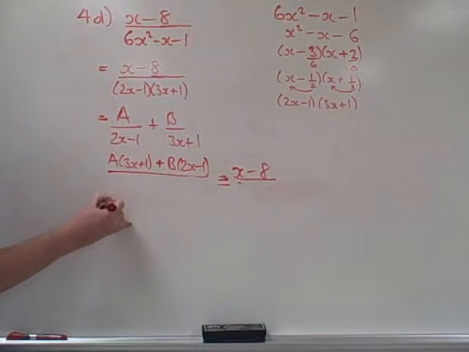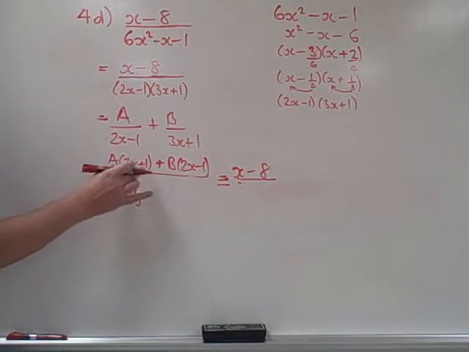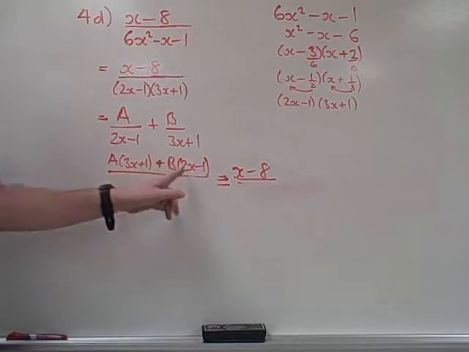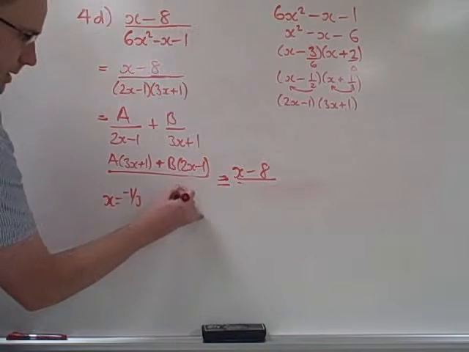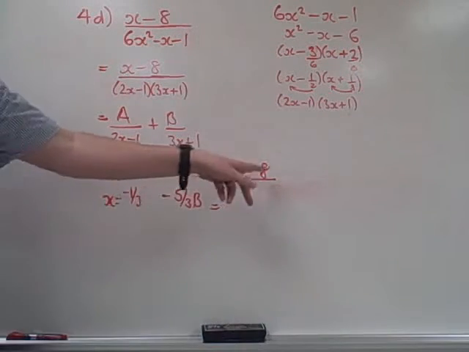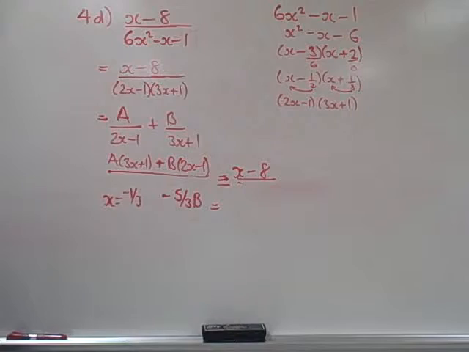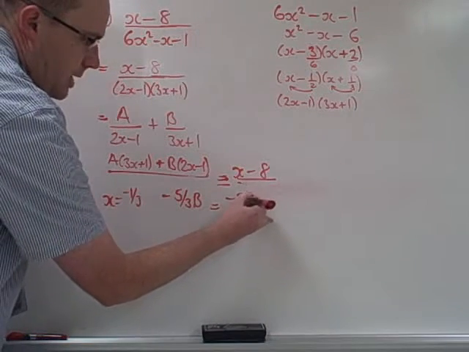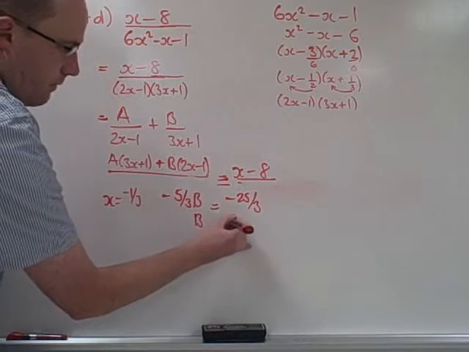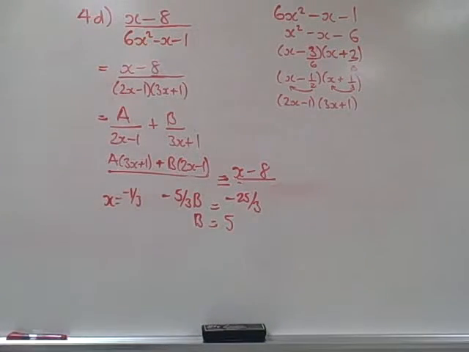So if we choose x equals negative 1/3, that makes this equal to 0. Plug that into here, we get negative 2/3 minus 1, that's negative 5/3. And negative 1/3 take away 8 is negative 8 1/3, which is the same as negative 25 over 3. Therefore, b would equal 5. On the next clip, we'll work out the value of a.